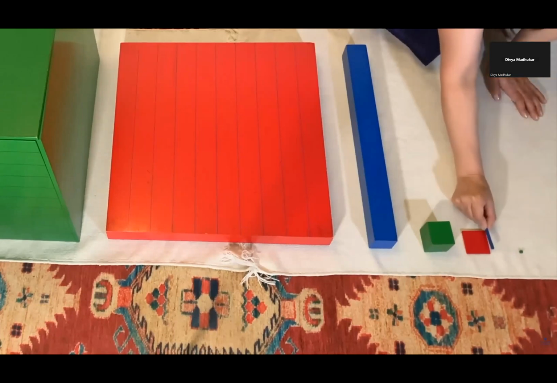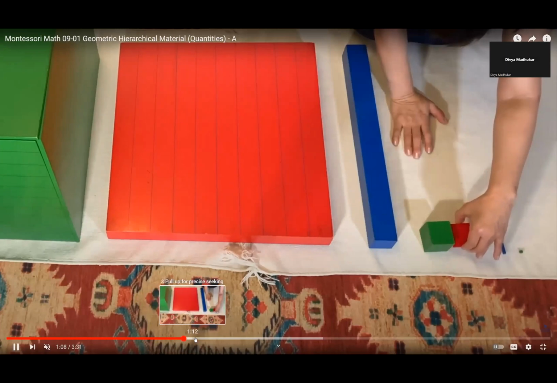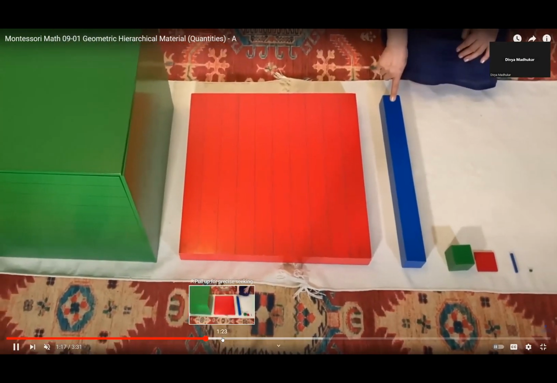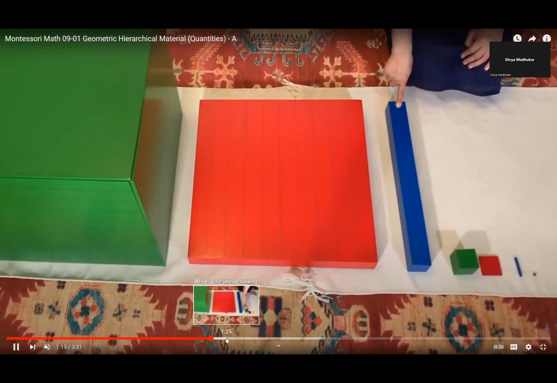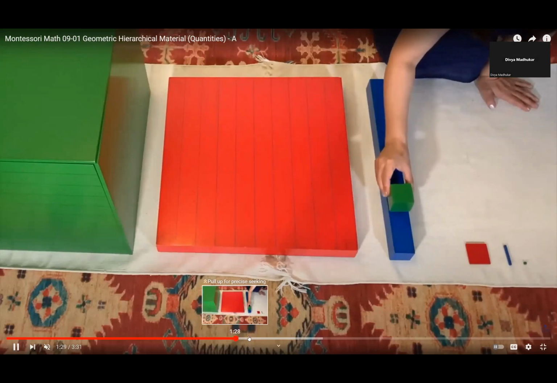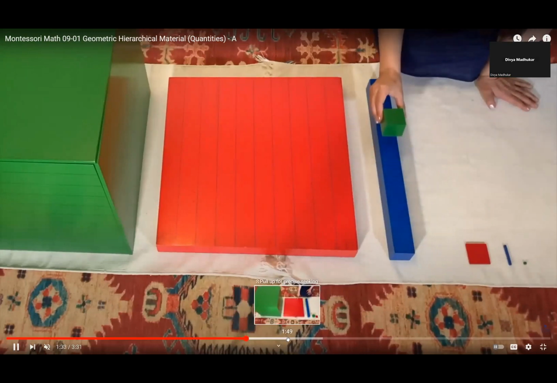Now 10 such tens will make 100, right? So likewise, you will have your other hierarchy also. Now hundreds, then again, you're going to be keeping all of your thousands in vertical order. Like 1,000, 2,000, 3,000, 4,000, 5,000. So that will give you 10,000.